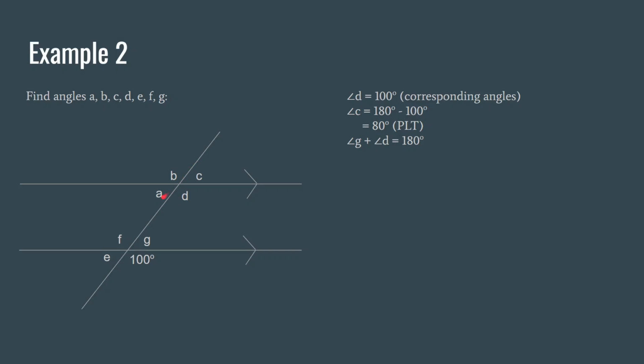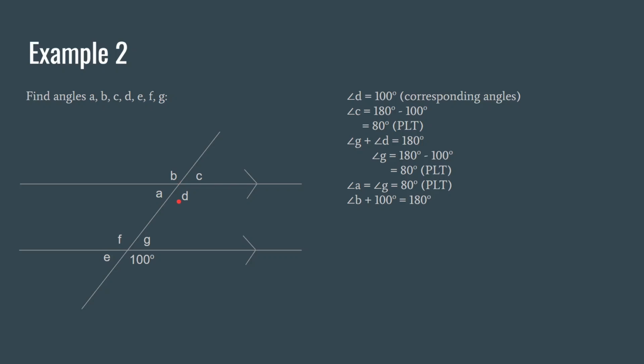Angle G plus angle D also add up to 180 by the parallel line theorem. This means that angle G is 180 minus angle D, which is 100 degrees. That makes angle G 80 degrees. Angle A equals angle G equals 80 degrees as well.